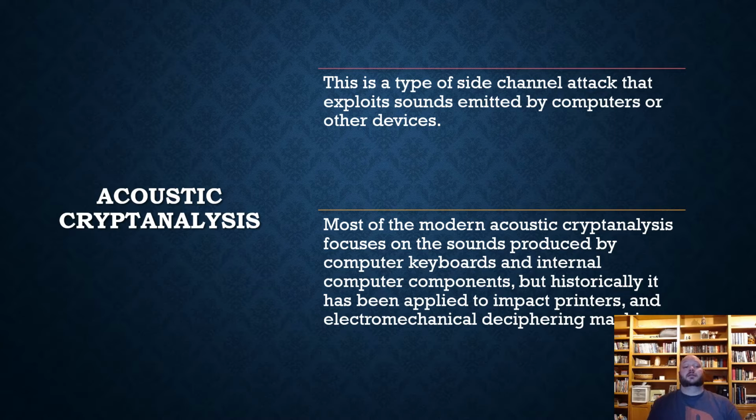Another type of attack that we're going to go over here is acoustic cryptanalysis. This type of side channel attack exploits sounds emitted from computers or other devices. Most modern acoustic cryptanalysis focuses on sounds produced by computer keyboards and internal computer components. But historically, before the modern types of attacks, they were applied to impact printers, stuff that made mechanical noise, or electromechanical deciphering machines was another one.